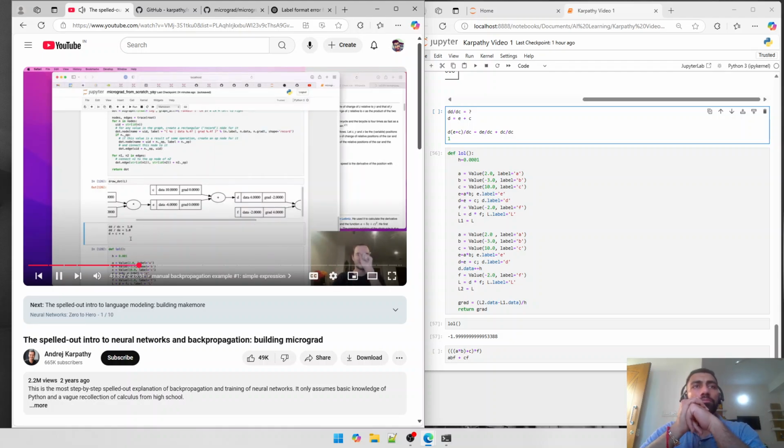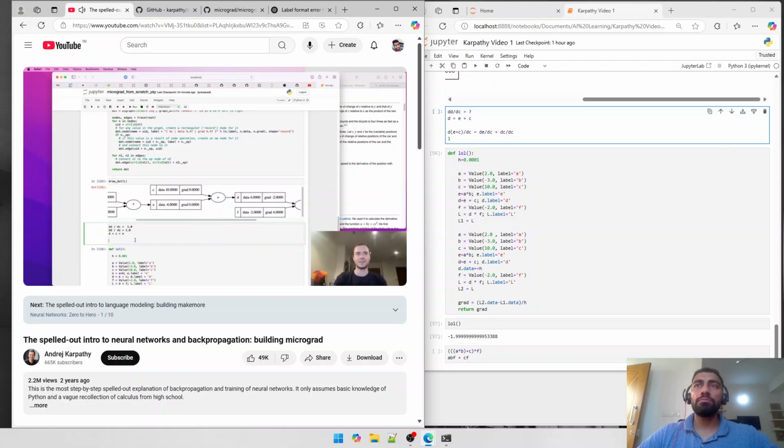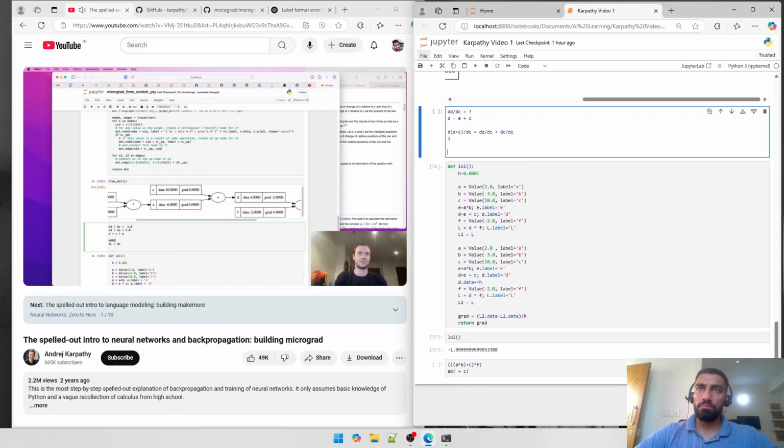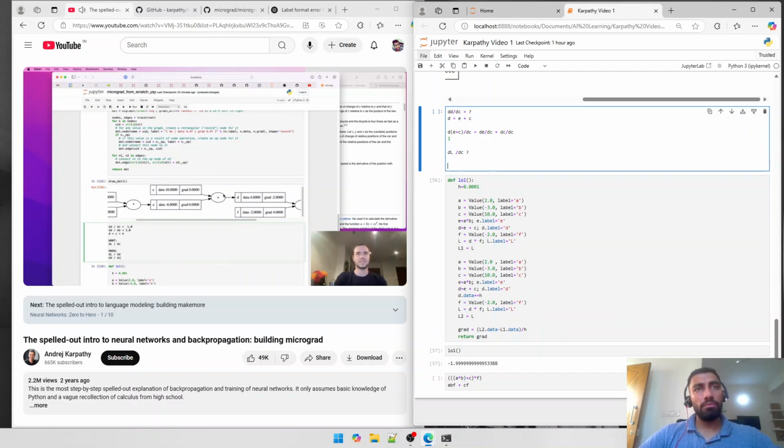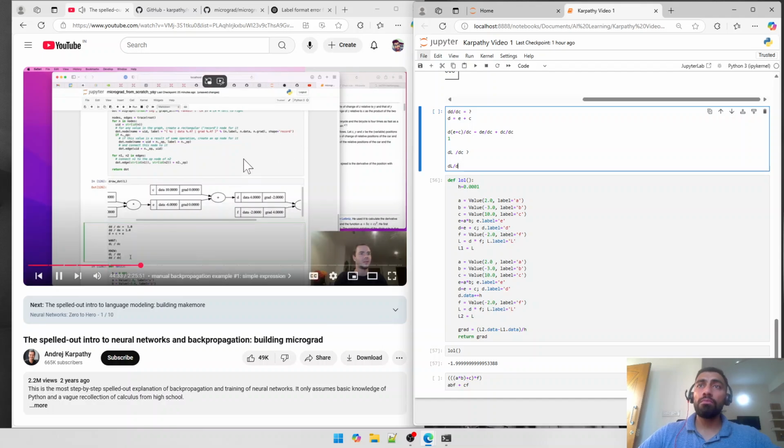But here, really what it means for us is there's a very simple recipe for deriving what we want, which is dL by dC. What we have so far is we know dL by dD, the derivative of L with respect to D. We know that that's -2. And now, because of the local reasoning we've done here, we know dD by dC. So how does C impact D? In particular, this is a plus node, so the local derivative is simply 1.0. It's very simple.